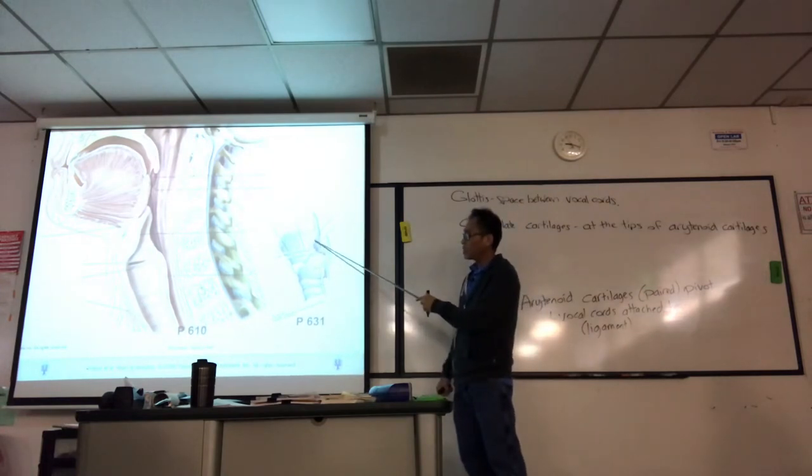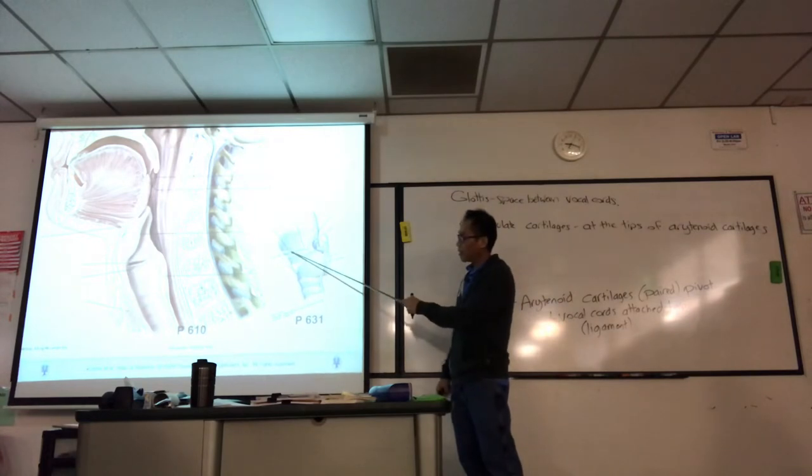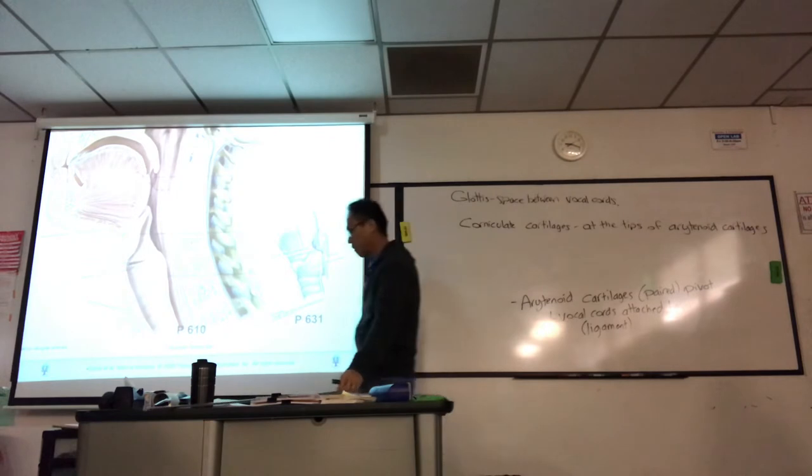The little horn is corniculate, and we can see two ligaments here. The bottom one is your vocal cord. The top one has no function in voice production. So let's call them the false vocal cord.